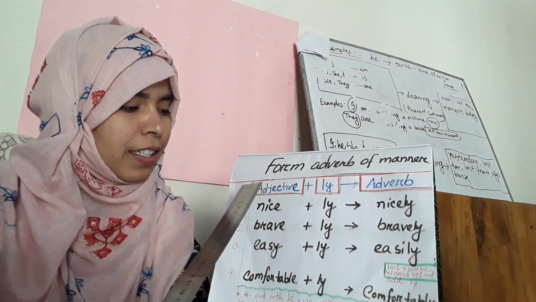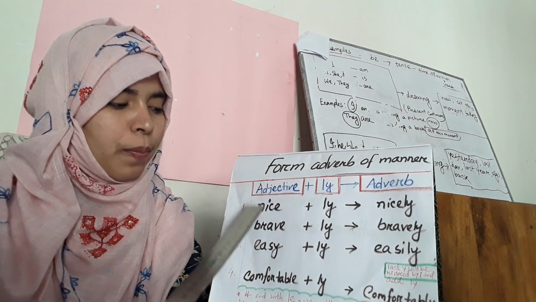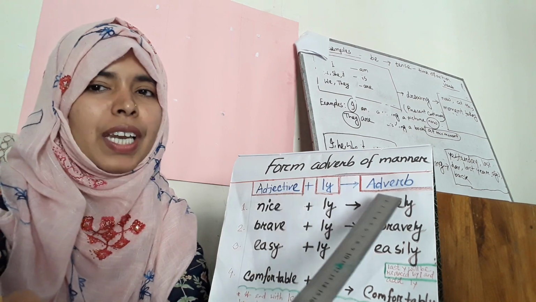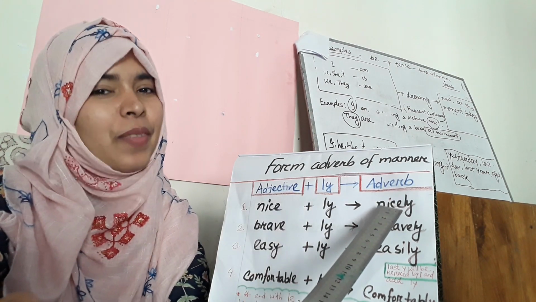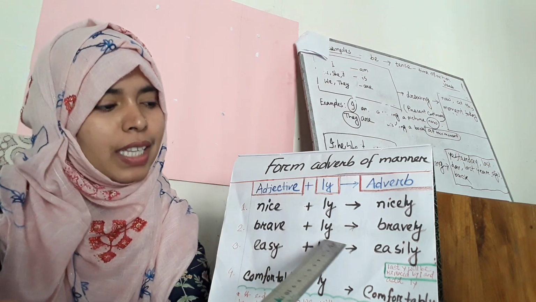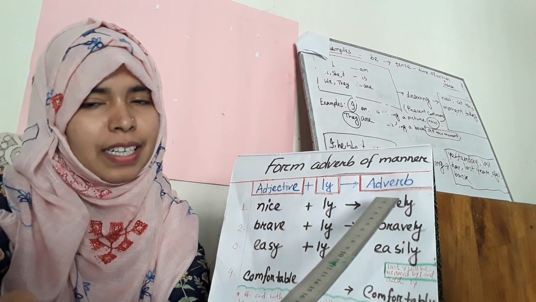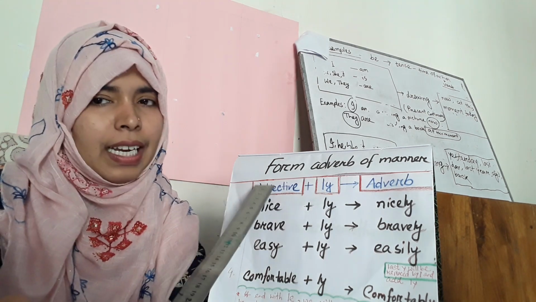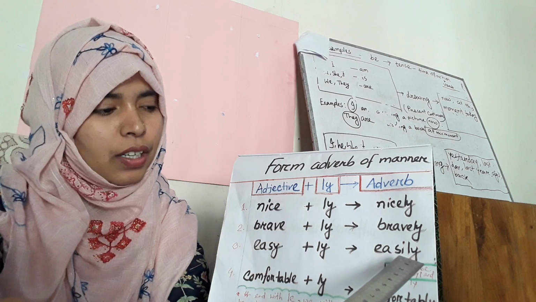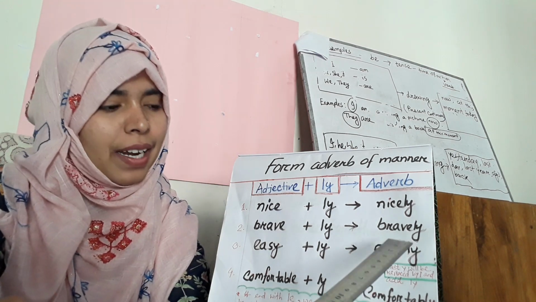Okay, so let's see what are the adjectives. Nice is an adjective. If we add ly, then it will be nicely. Here nicely is an adverb of manner. Brave is an adjective. If we add ly, then it will be bravely. Here bravely is an adverb. Easy is an adjective, and if we add ly, then it will be easily. So it is an adverb of manner.